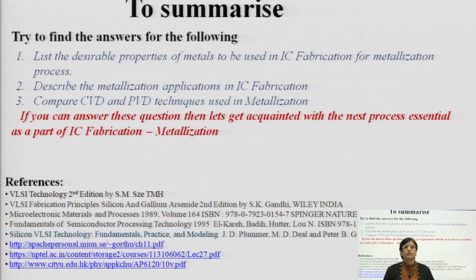So, if your concept is clear, you should be able to answer, like we have seen in this lecture, what are the choices of materials and how the techniques are being used, that is the physical vapor deposition technique, the sputtering technique, chemical vapor deposition technique and electroplating. These are the 4 techniques which have been used. You should be able to answer the following questions. 1, you should be able to list the desirable properties of the materials that are used, describe the metallization applications in IC fabrication, compare CVD and PVD techniques used in metallization.